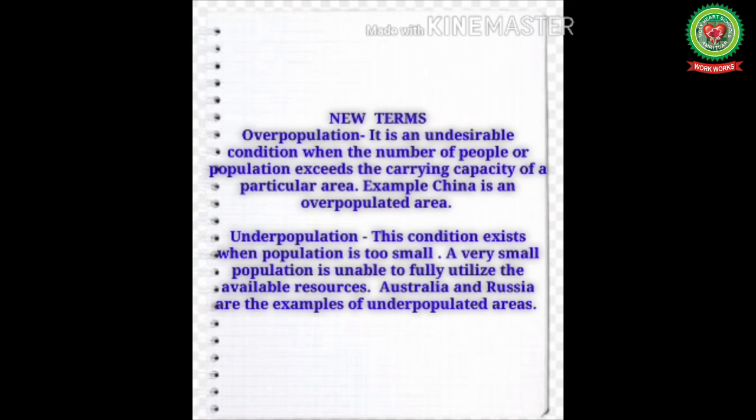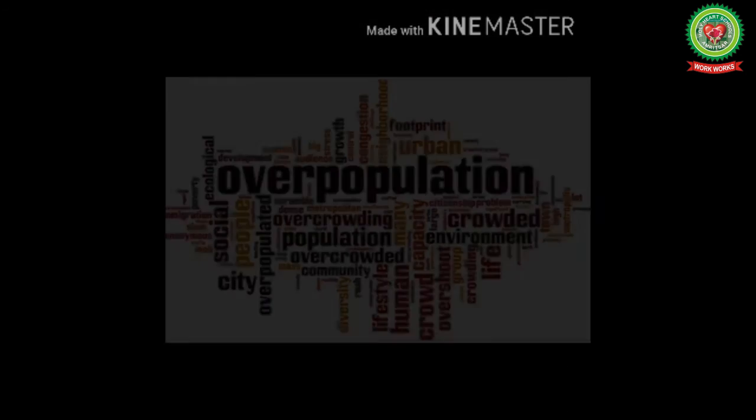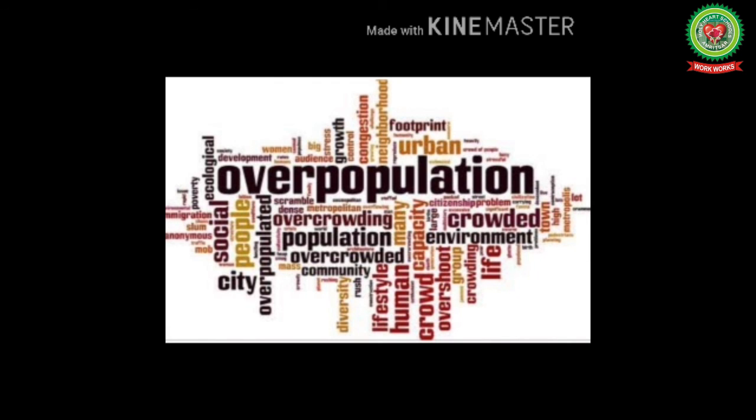It is caused due to reduced mortality rate, better medical facilities, technological advancement in the medical field, immigration, lack of family planning. The ill effects of overpopulation are depletion of natural resources, unemployment, crime, environmental degradation.